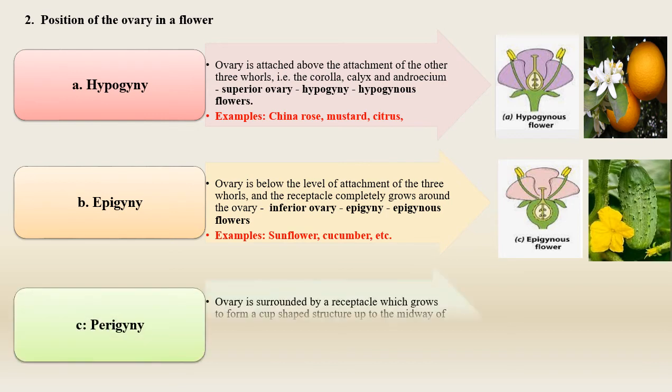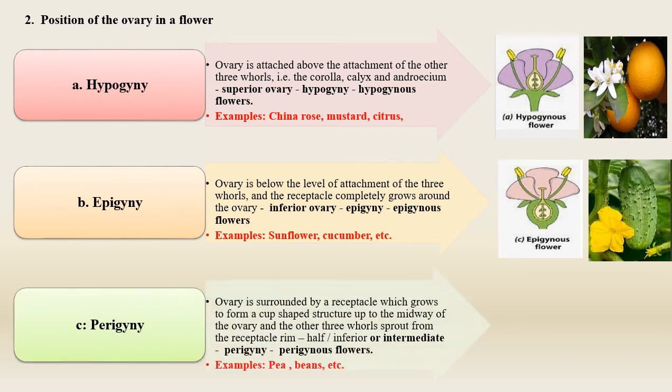Perigyny. If the ovary is surrounded by the receptacle, which grows to form a cup-shaped structure up to the midway of the ovary, and the other three whorls sprout from the receptacle rim, the ovary is said to be half inferior or intermediate. Such condition is known as perigyny, and the flowers are called perigynous flowers. Example: pea, beans, etc.